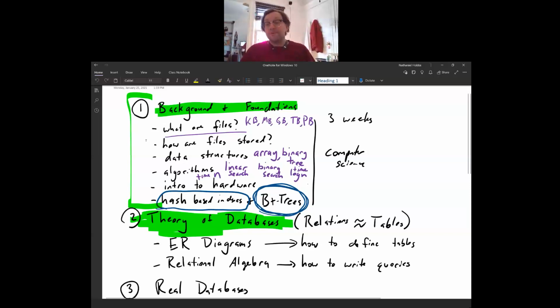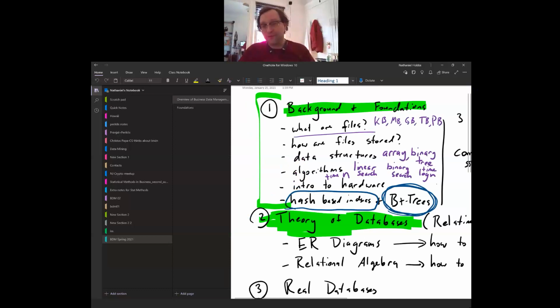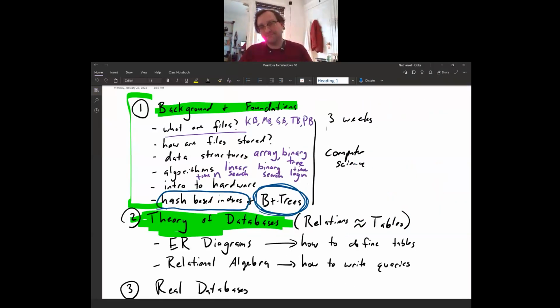Good. So today I want to start getting into the theory of databases. And we'll start there. Before I do that and move on to section 2, are there any questions about the first section of this course on background and foundations?